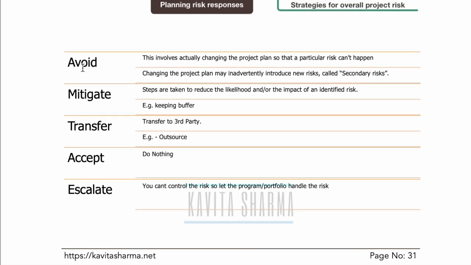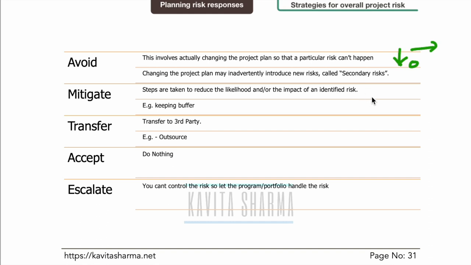So for threats, we can use avoid, mitigate, transfer, accept, and escalate. What is avoid? Avoid is when probability should reduce to zero, and we use another response. We use a different plan or different activities. But using those different activities can lead to different risk. For example, if traveling by car is a problem, then I use a helicopter. But a helicopter may crash. So secondary risk comes here.